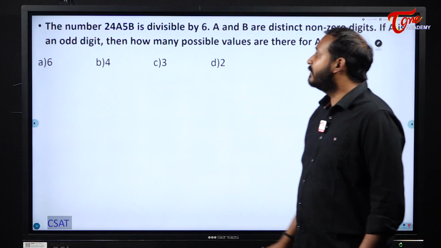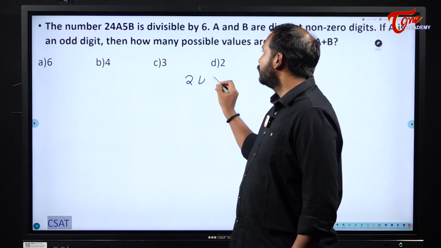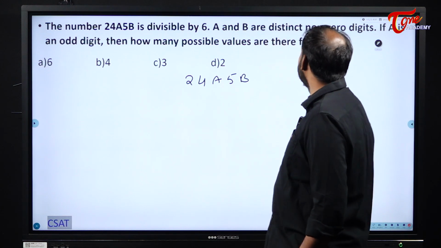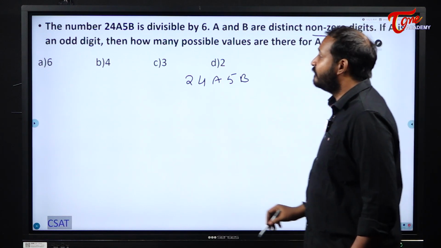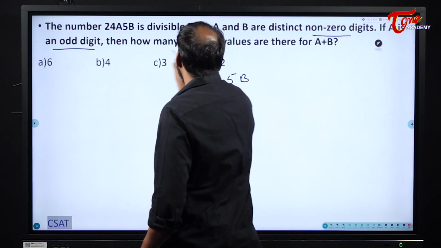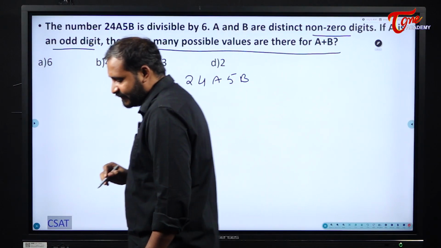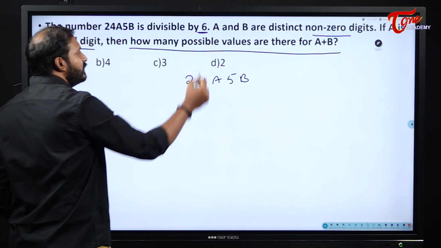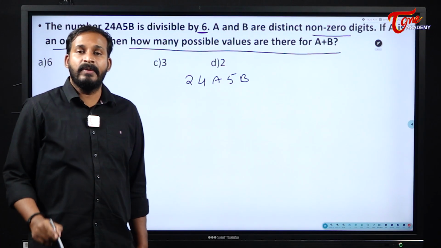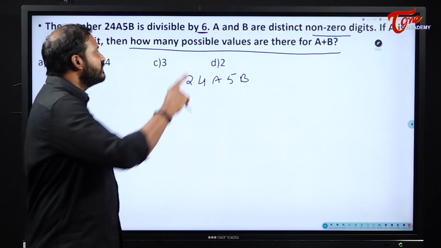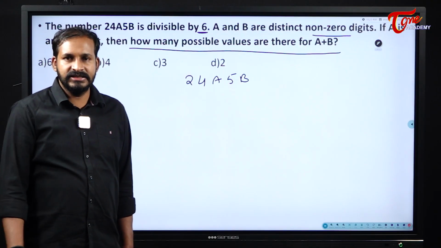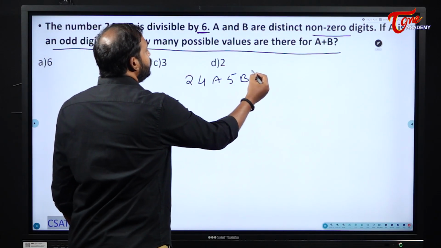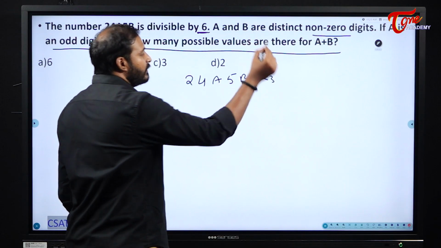Next one. The number 2, 4, A, 5, B is divisible by 6. A and B are distinct non-zero digits. If A is an odd digit, then how many possible values are there for A plus B? That is the question for us here. First of all, divisible by 6 means what? Any number which is divisible by both 2 and 3 is divisible by 6. That means it should be divisible by both 2 and 3.